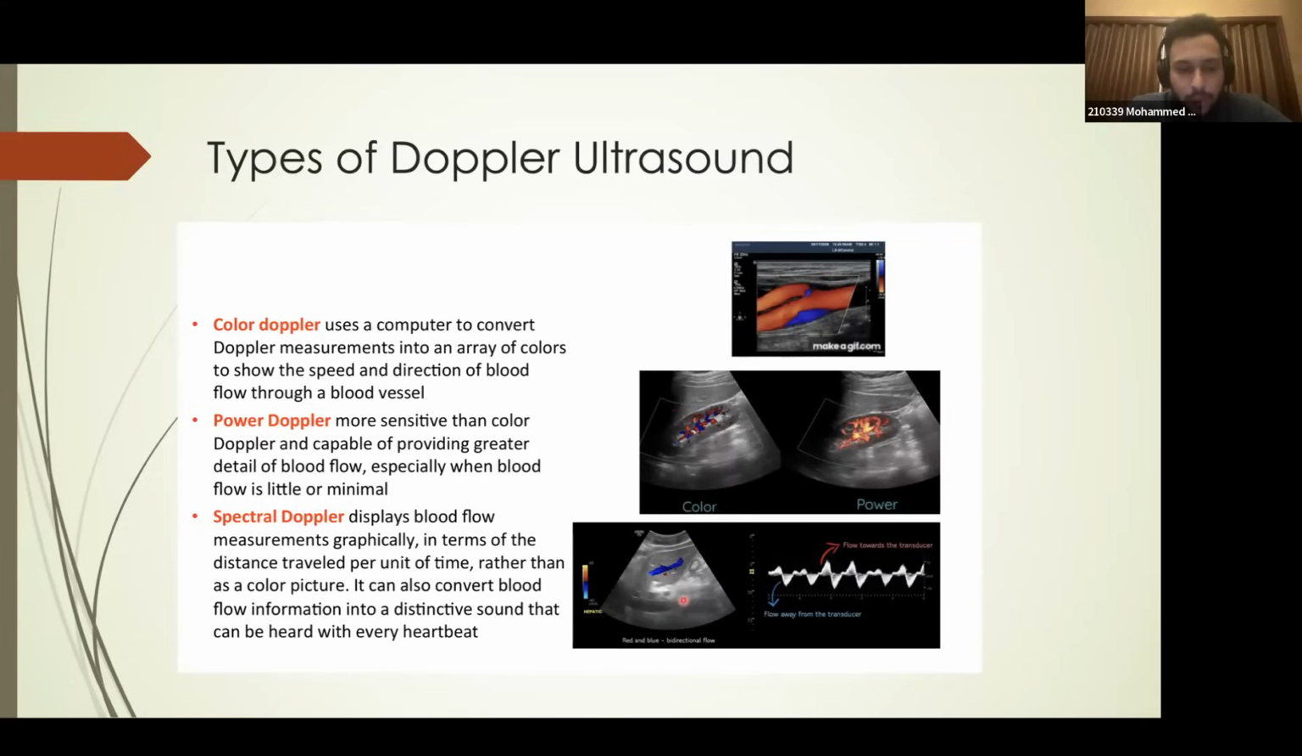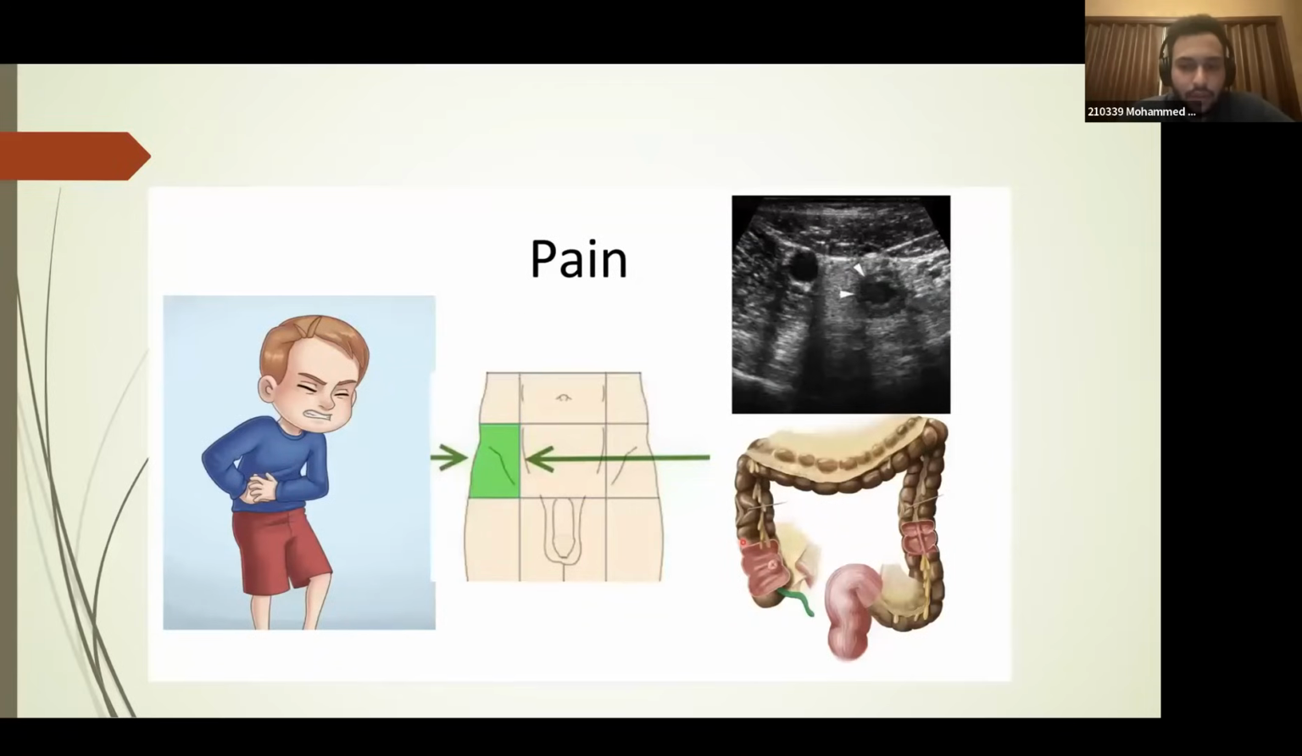So yeah, spectral Doppler is basically going to graph it for you, okay? So it tells you the distance it traveled per time, rather than just a color picture, and it shows you, basically with the heartbeat, it shows you the pulse. So it just graphs it for you. That's the basic concept of spectral Doppler. Okay, was that clear for you guys?